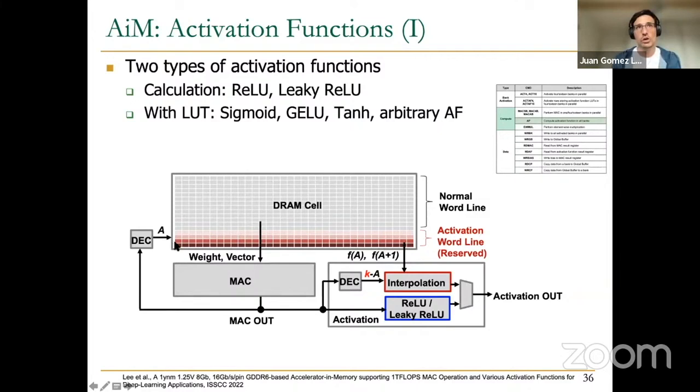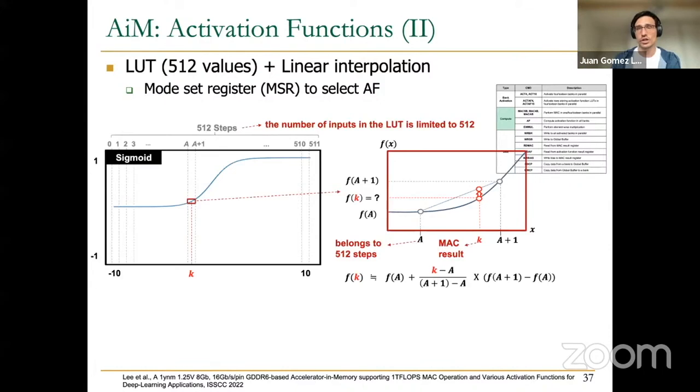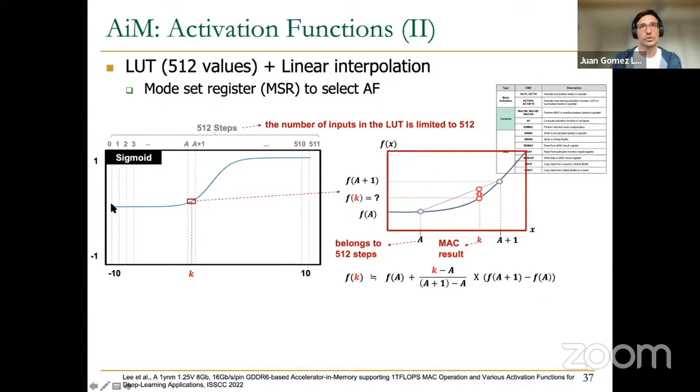First of all, we need to read from the lookup table that resides in a DRAM row. There is a different one for the different possible activation functions, either sigmoid, GELU, tanh, or an arbitrary activation function that the user can load into one of these rows. And this is how it works. Each of the lookup tables contains 512 values, and there is a mode set register in order to select what's the activation function that we are going to use.